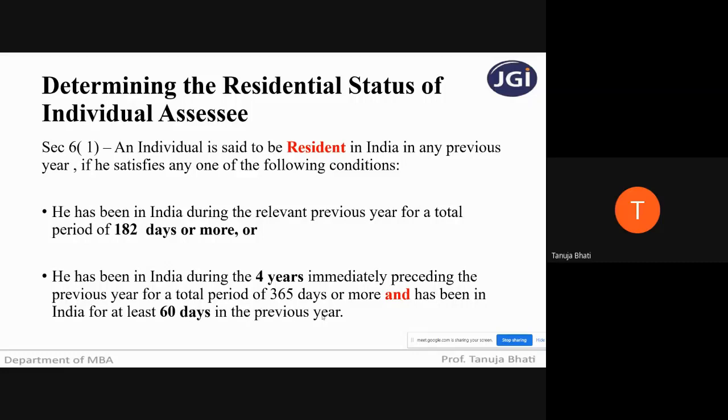In those 4 years preceding, you all know the meaning of preceding and succeeding. Preceding means which is going to fall before, and succeeding is which is going to fall after. So preceding the previous year, for 4 years you have to check whether his total stay in those 4 years is 365 days or more. And in the previous year, that is 18-19, whether he has been in India for at least 60 days. So minimum 60 days he has been in India in the previous year.